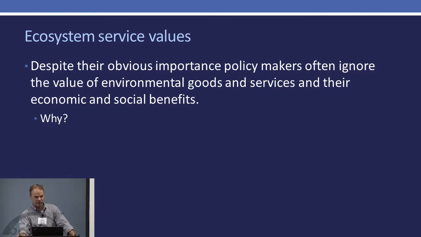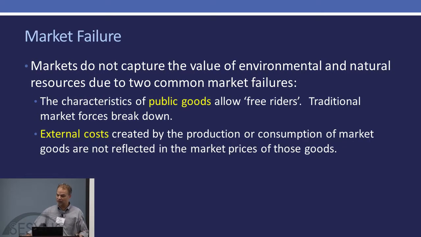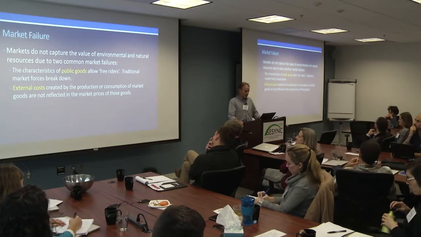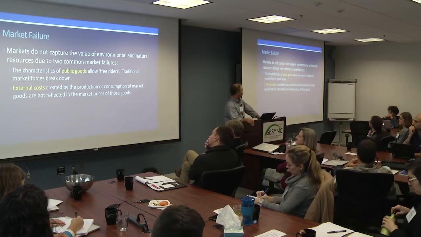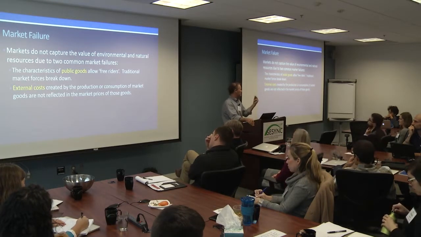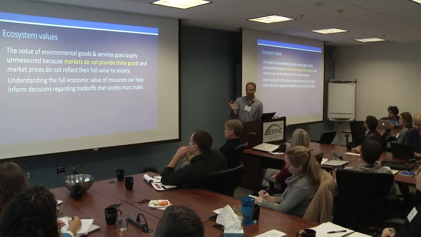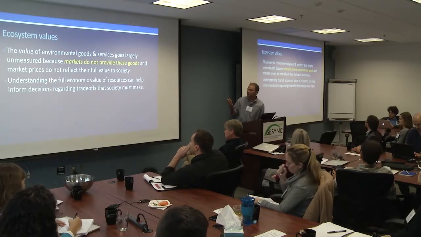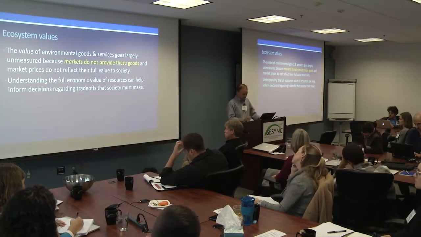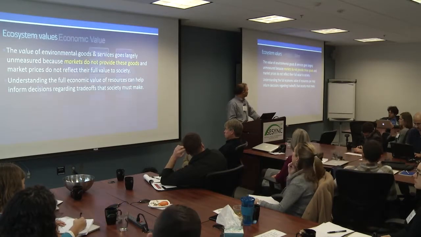Why are they ignored? Well, maybe because of market failures, which we've covered, right? Two common market failures. Markets don't provide these goods. Characteristics of public goods allow for free riders. External costs created by production and consumption of the goods are not reflected in the market prices, so the market's not sending us a proper signal about the value of those goods. So since markets don't provide these goods, their value goes unmeasured, often unnoticed. So if we can try to understand the value of these resources, maybe we can better understand the trade-offs that we're making.